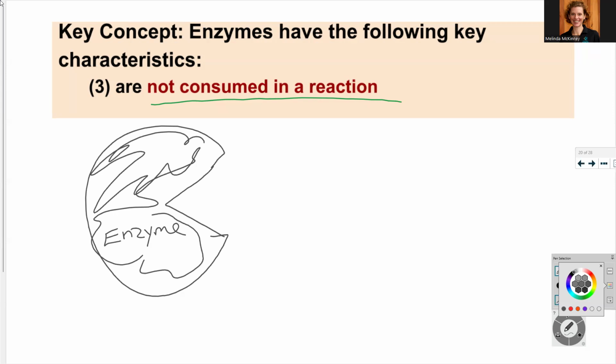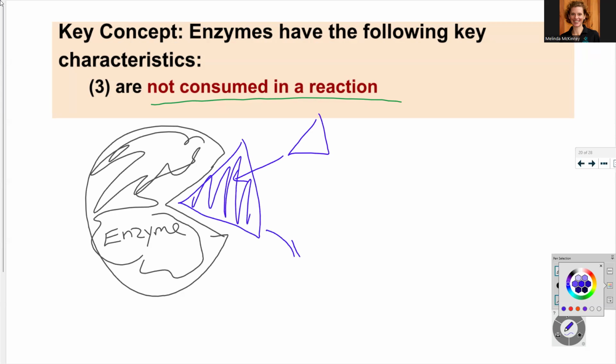So this Pac-Man is going to come along and say, here's my reactant. If this is moved in here, it's going to bind. The enzyme might catalyze a reaction that breaks it into pieces. So maybe I've got this piece over here, which is more narrow, and then this piece here. So I've got two products, 1, 2. Okay, so it broke it apart.